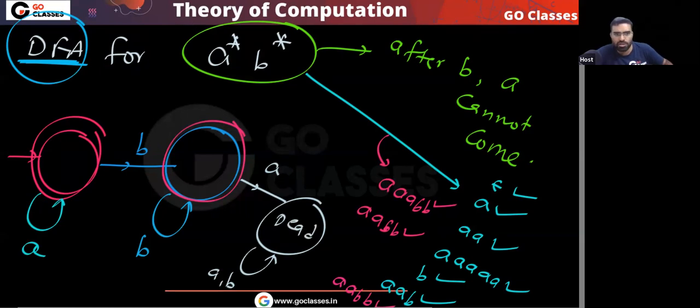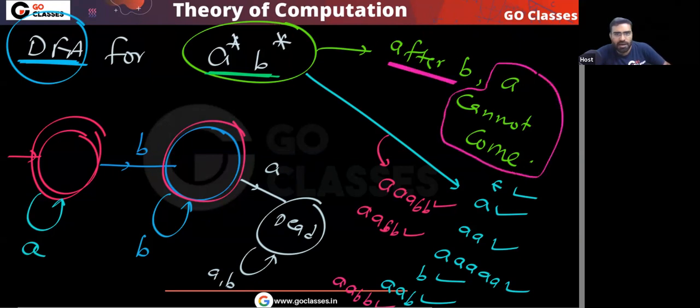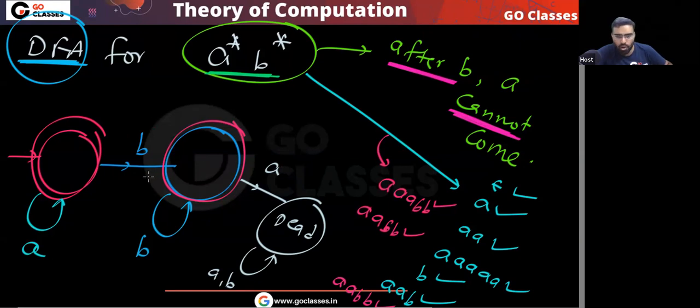Remember, look at the language. Your language is A star, B star. So in this language, after B, A cannot come. After B, if A is coming, then all the hope of acceptance has gone. This is the hopeless situation, so you can go to the dead state. This is your DFA. Please tell me, did you understand?